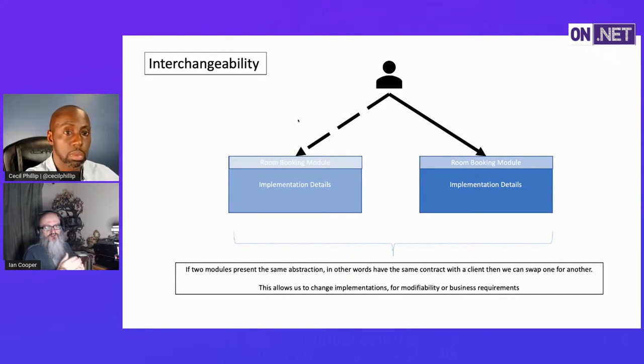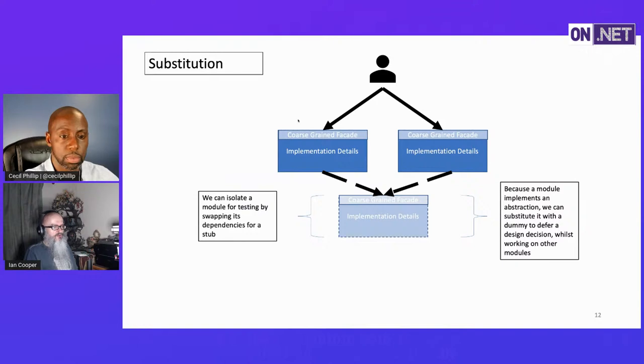Typical examples are large order paths and small order paths. Here, for room booking modules, you could have group bookings and you could have individual bookings. It may have a similar facade to the system, but the logic implemented is quite different. Okay, and interchangeability and substitution are pretty similar, right?